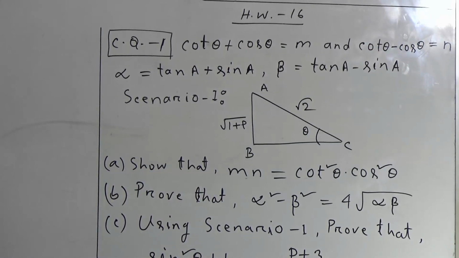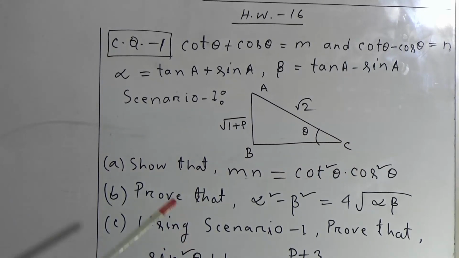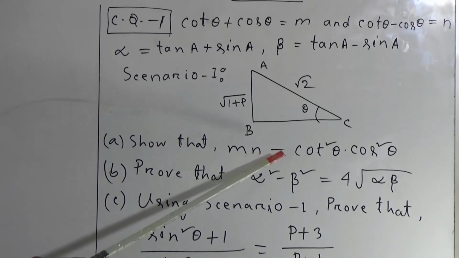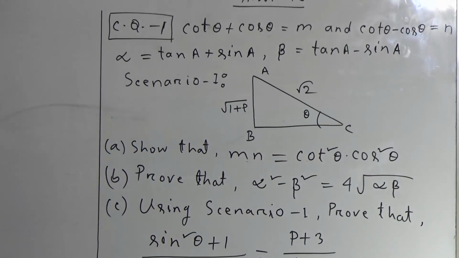Now a number question. In a number question we have to show that mn equal to cot square theta into cos square theta. Here in the left hand side, at first you will put the value of m and n. That means the value of m is cot theta plus cos theta and the value of n is cot theta minus cos theta. Then you can apply the formula a plus b into a minus b. That means cot square theta minus cos square theta will come. Then you can easily find out that mn equal to cot square theta into cos square theta.